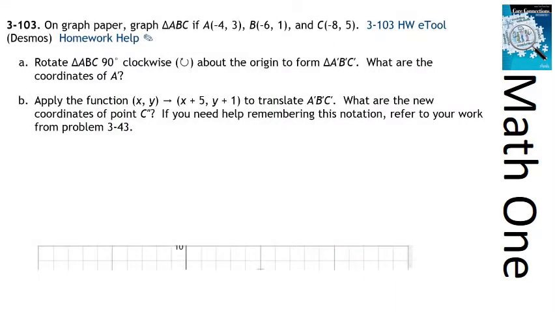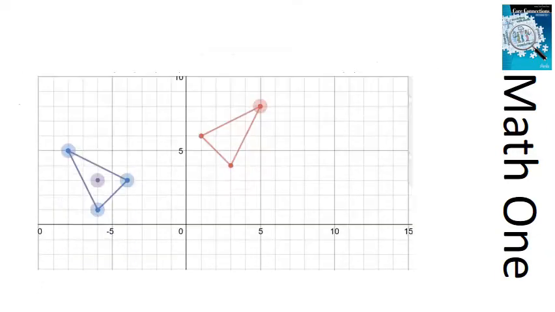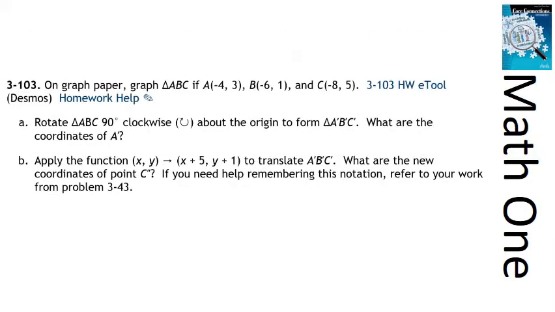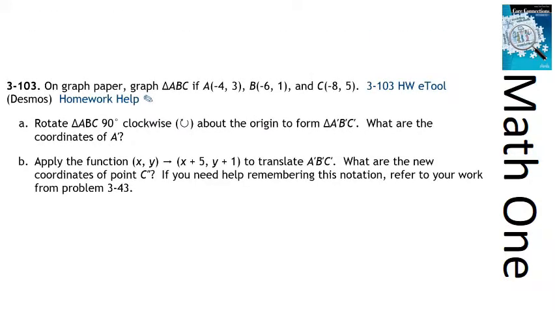So that's my answer to the first part, right? It says rotate triangle ABC 90 degrees clockwise about the origin to form triangle A prime, B prime, C prime. What are the coordinates of point A prime? Well, point A was here, and point A prime ends up here. So the coordinates of point A prime are 3, 4. We'll just put that up in our notes here. A prime is at 3, 4.